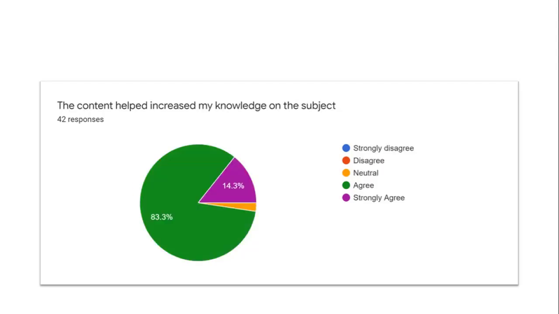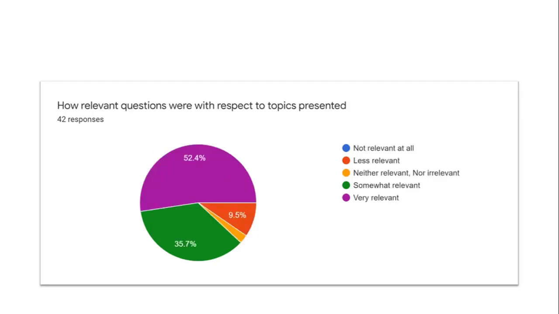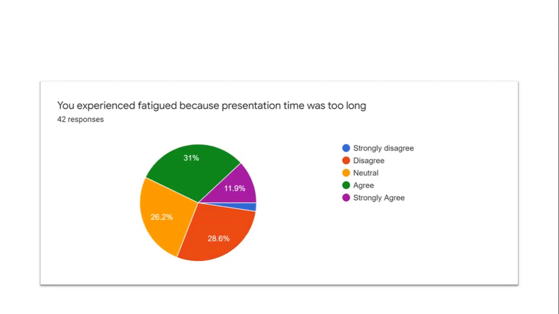Then we asked, did this practice increase their knowledge? The majority agreed that yes, this did increase their knowledge. 14% strongly agreed and 83% agreed. Then we asked whether the questions that were asked were relevant to the topic. The majority agreed that they were relevant to the topic.